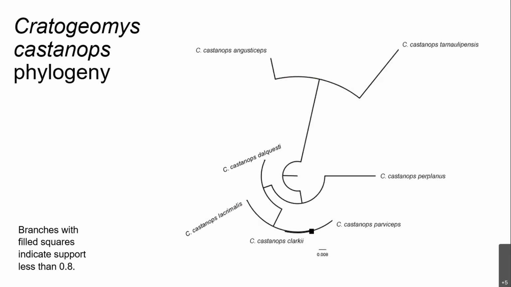So the phylogeny here, again, pretty well supported. That filled square indicates support value of less than 0.8, so very well resolved. And the phylogeny doesn't exactly match up with the STRUCTURE plot, so there's a little wiggle room in terms of how we could classify the OTUs in this case.